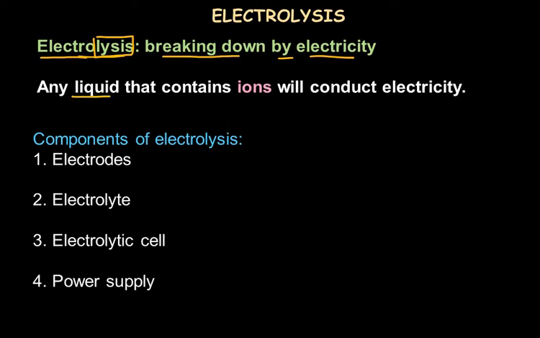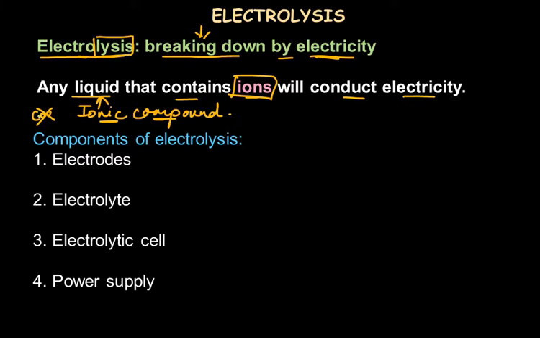Now, any liquid that contains ions is going to conduct electricity, and that is the reason what we can break down with the help of electricity is the compounds or the liquid which contains ions. That's only ionic compounds, because ionic compounds contain ions, charged particles. Covalent compounds do not have them. So covalent compounds cannot be used for the electrolysis, but ionic compounds can.